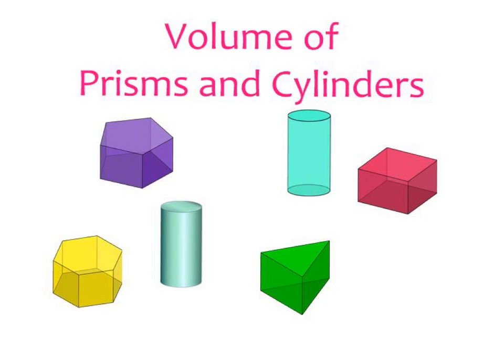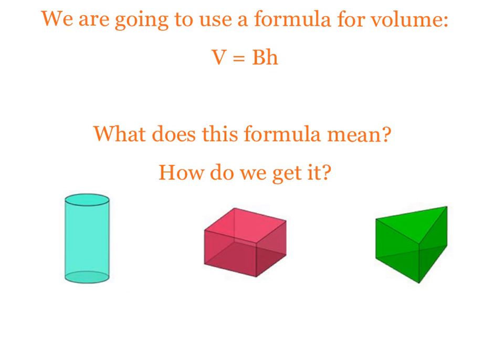Hi everybody, today we're going to talk about how to find the volume of prisms and cylinders. We are going to use a formula for volume. The formula is volume equals big B times little h. So what does this formula mean and how do we get it?